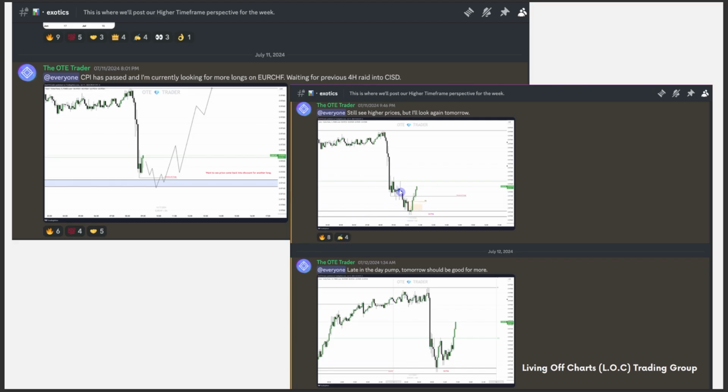So there was no opportunity in this area here. But once we hit that 1-hour fair value gap, I was very confident after we started to form that change in the state of delivery that the next day would also be an expansion up higher.